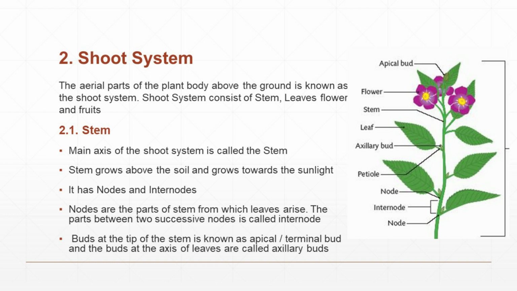It has nodes and internodes. Nodes are the parts of the stem from which leaves arise. The part between two successive nodes is called the internode. Buds at the tip of the stem are known as apical or terminal buds. And the buds at the axils of the leaves are called axillary buds. You can refer to all this in this picture. You can see the node, internode, axillary bud and apical or terminal bud.